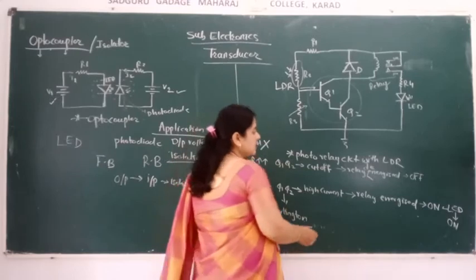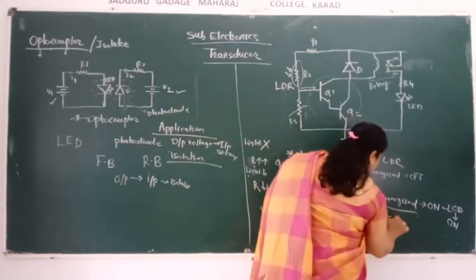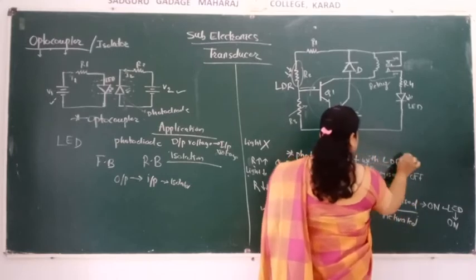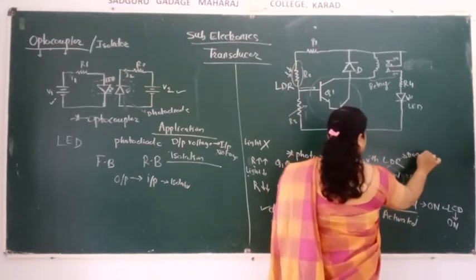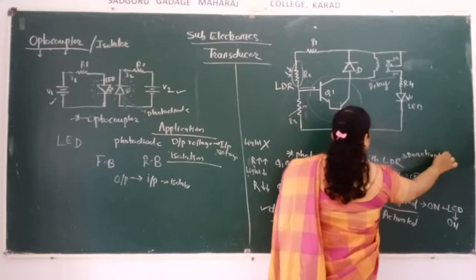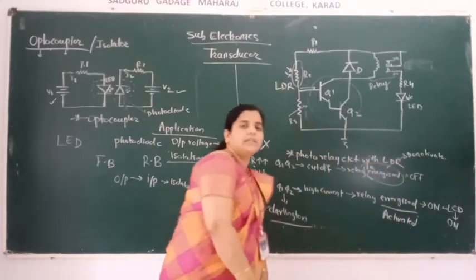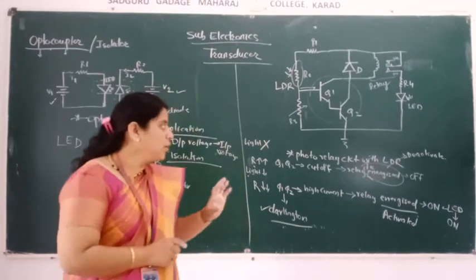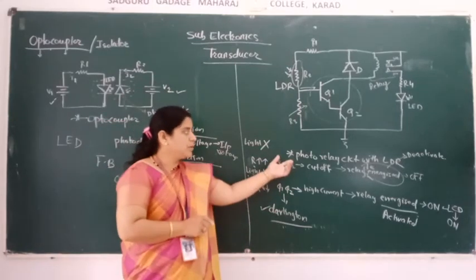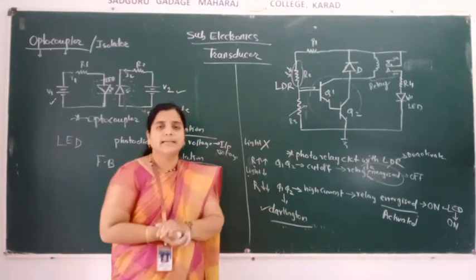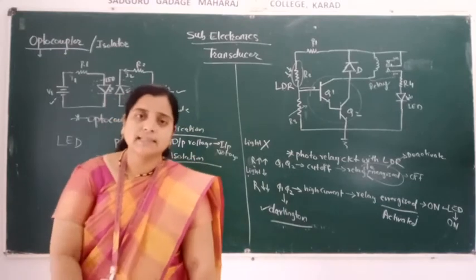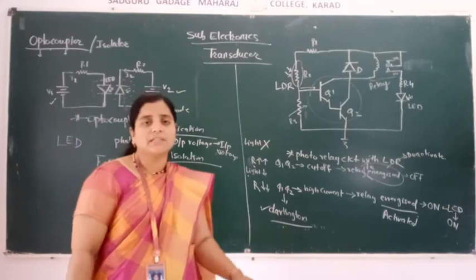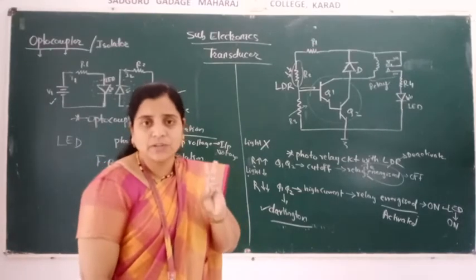Okay, so energized means it is activated, and de-energized means it is not activated. So it works in two conditions, on and off. This is about your photo relay circuit with LDR. If a question is asked like this, write a note on the photo relay circuit with LDR with its circuit diagram, it is asked for 3 marks.